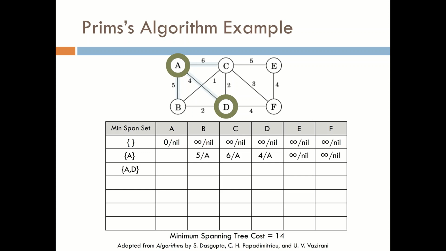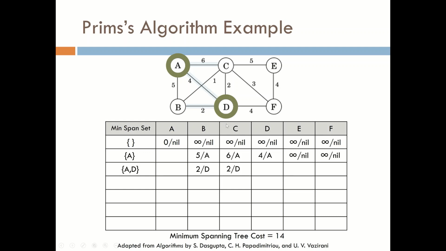So let's evaluate D. From D, I can connect vertex B at a cost of only 2 versus the cost of 5. So I'm going to make that update, get rid of that, and fill it in with this. And then from D, I can also improve the situation at 6, cost of 2. Previously, it was a cost of 6.